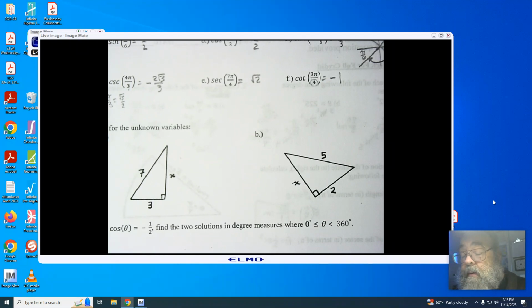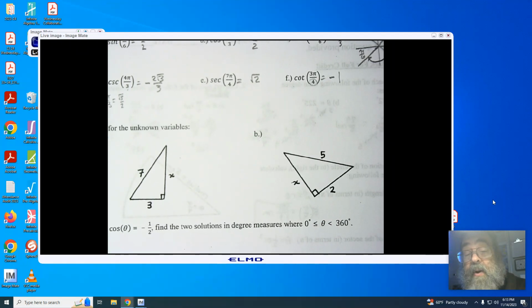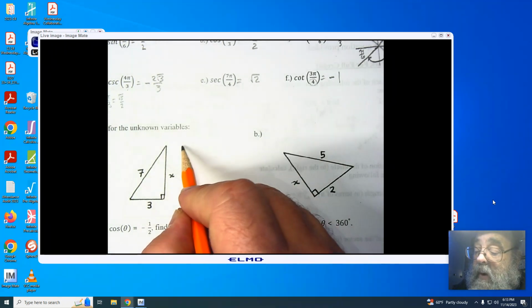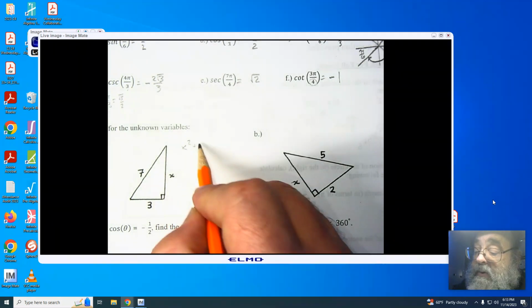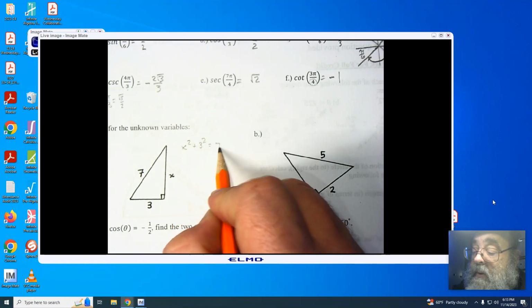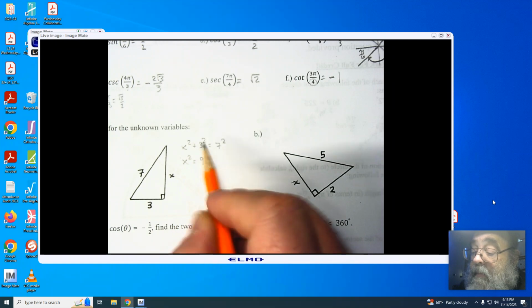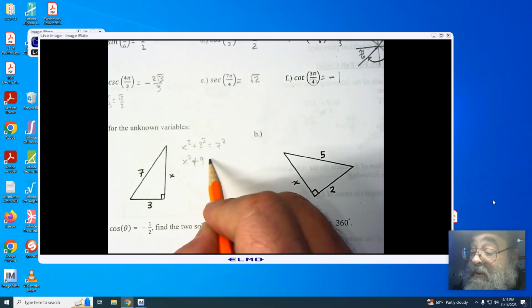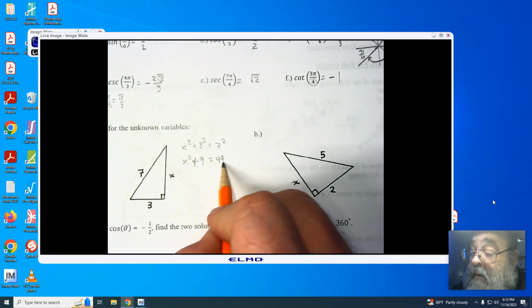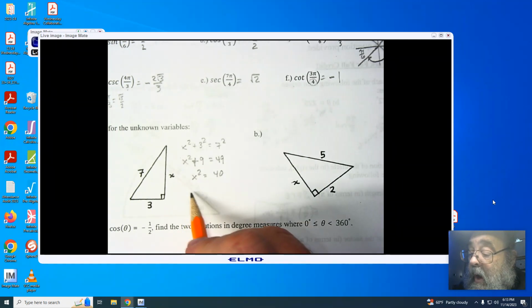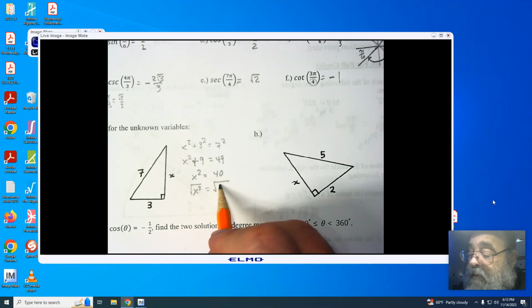Number 7. We're now trying to use the Pythagorean theorem to find the missing value. We know that x squared plus 3 squared has to equal 7 squared. So x squared plus 9 equals 49, and subtracting 9 from both sides will give me 40. I now take the square root of x squared, and I get the square root of 40.